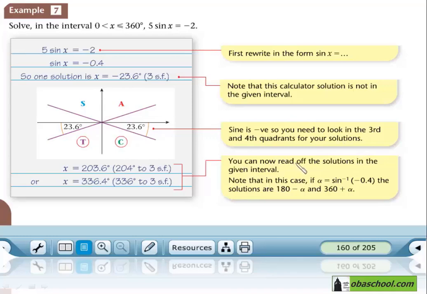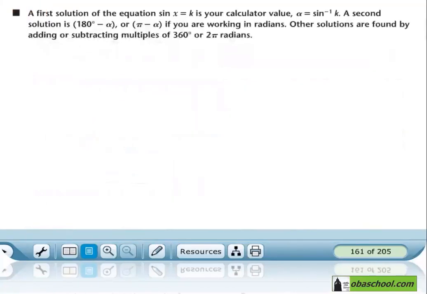Note that in this case, if alpha equals sine minus 1 of minus 0.4, where k is negative, the solutions would be 180 degrees minus alpha and 360 degrees plus alpha. It depends on the angle. It is best not to memorize it as a rule and to always see how it is represented on the quadrant plane. Okay, let's see the summary.